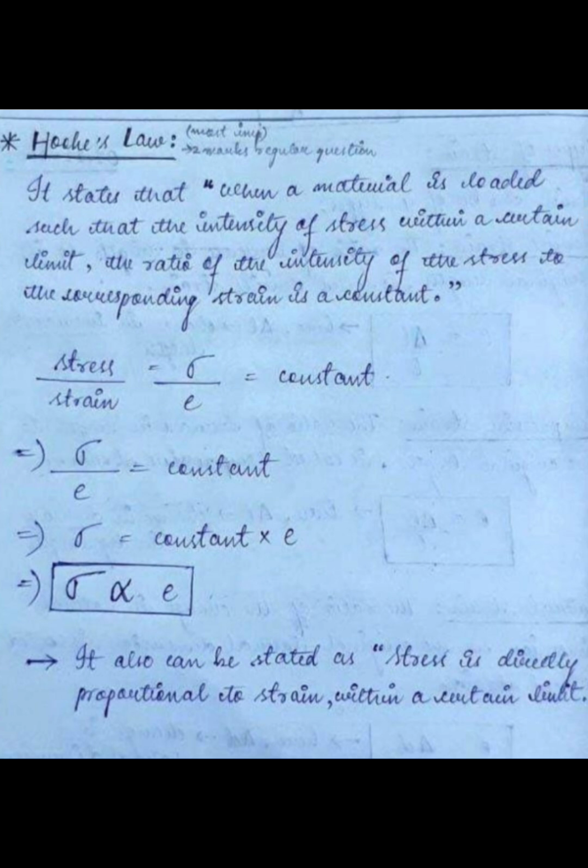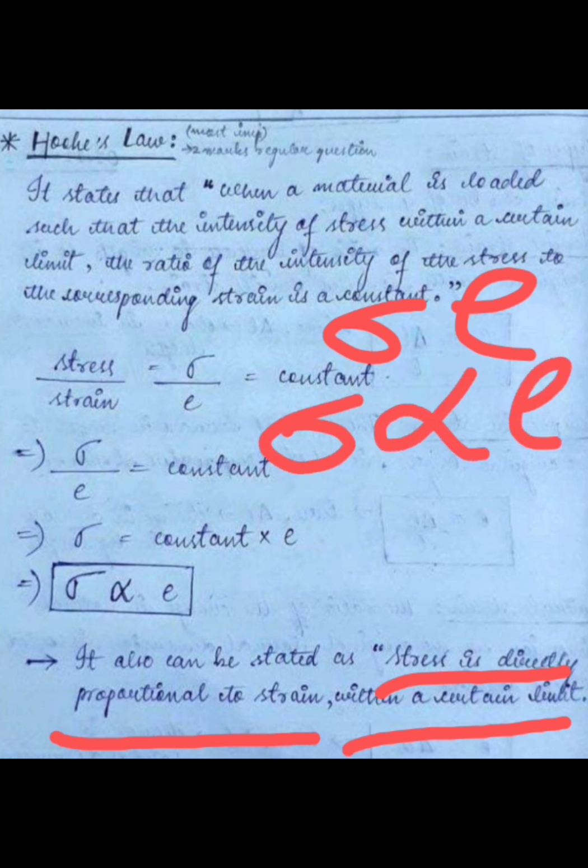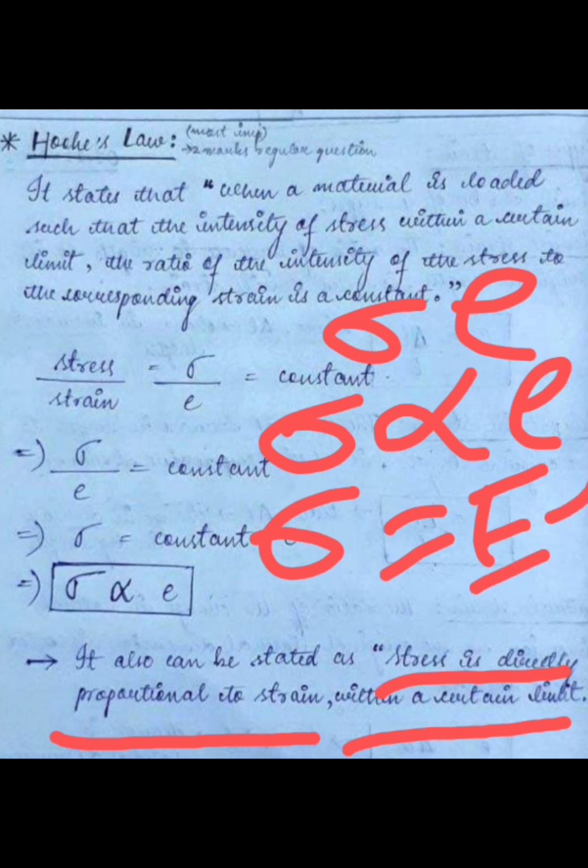Hooke's law states that stress is directly proportional to strain within a certain limit. We all know that stress is denoted by sigma and strain is denoted by small e. So sigma is proportional to e. So sigma is equal to E multiplied by small e, where E is Young's modulus of elasticity, sigma is stress and small e is strain.